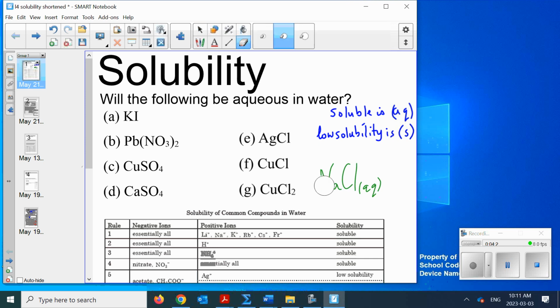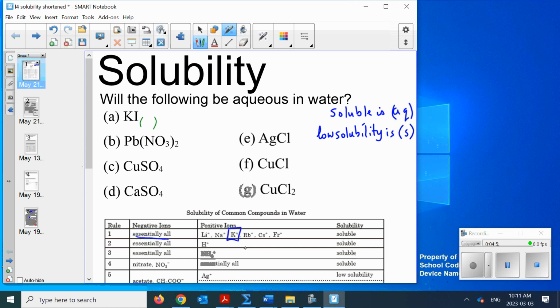Now, let's take a look at the ones that I have. Now, the first one, KI, things that you're not as familiar with, potassium iodide. That's the K plus ion and the I negative iodide. When I look up this one, I'm trying to figure out, is it soluble or not? Well, right away, I look at the first rule on your list. And pretty well anything mixed with potassium will also be aqueous at all times.